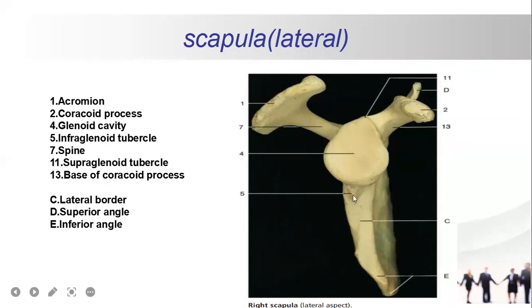We have number 5, the infraglenoid tubercle. Then we have number 7, the spine. We have number 11, which is the supraglenoid tubercle right here. And we have number 13, which is the base of the coracoid process. We will also find the lateral border denoted as C, then D, which is the superior angle, and finally E, which is the inferior angle of the scapula.